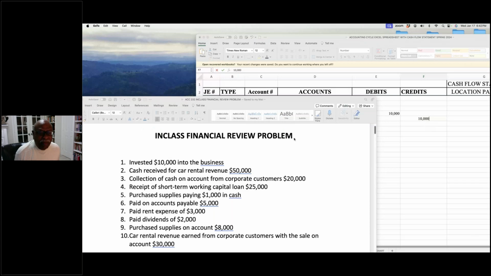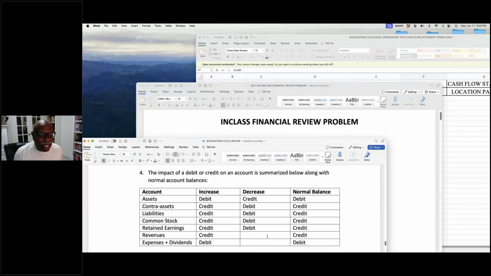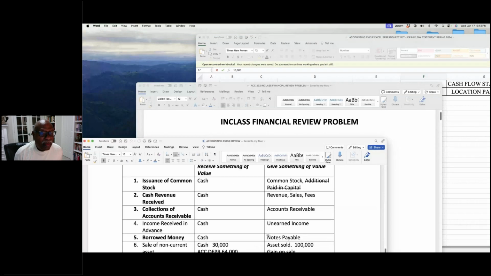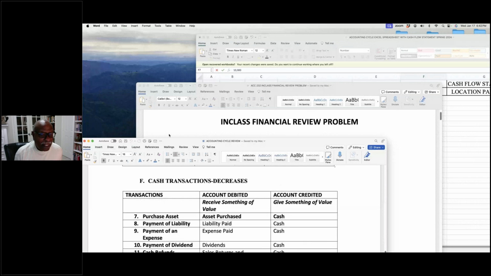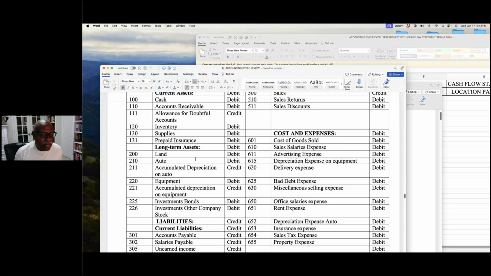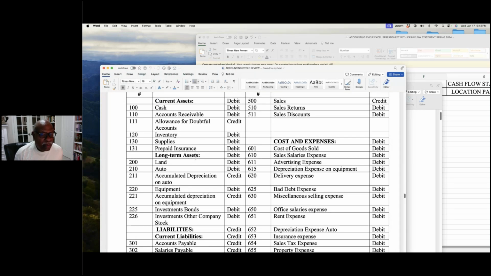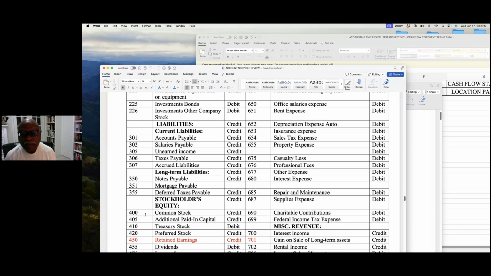Why is the account number 400 again? Okay, Miss Robinson, one of my team leaders. Here's our chart of accounts with these account numbers. Cash is 100. Common stock is 400. So you see that? Okay, yes, I do. So that's that first journal entry.